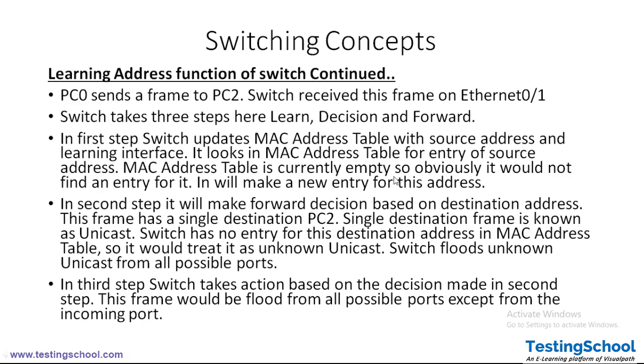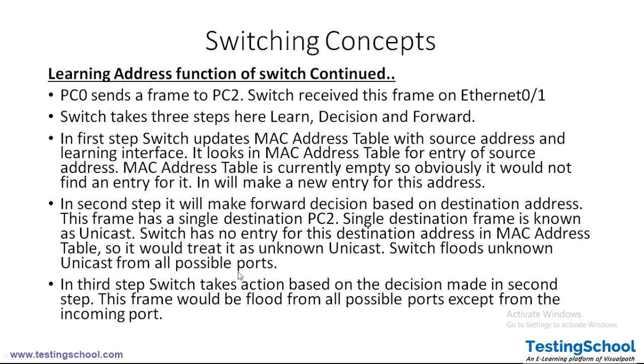The MAC address table is currently empty. It looks in the MAC address table for an entry of the source address. First of all, it will check for the entry in the MAC address table. It has not found anything, so obviously it would not find an entry. It will make a new entry for this address. The new entry will be made like this: PC0's MAC address, 0000, is present at Ethernet 0/1.